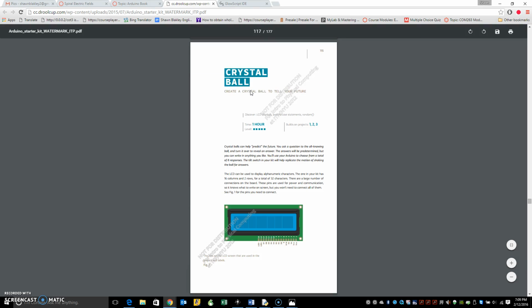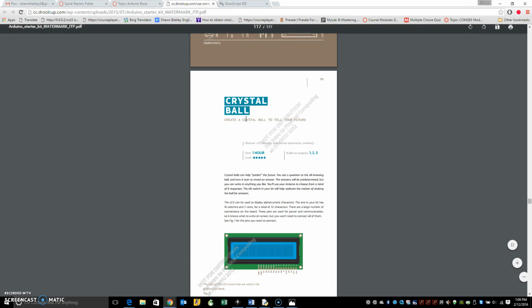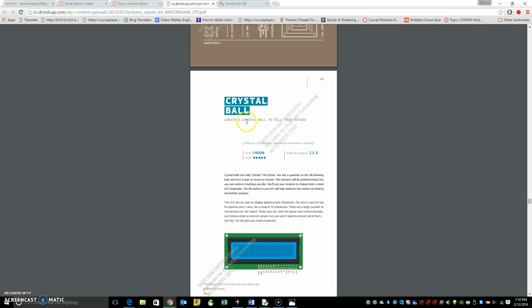Number 11, the crystal ball, and this was a pretty complicated circuit compared to what we've been working with in the past. Just reading this initially, I wondered how this was going to work. It must be pretty complicated, because we're going to create a crystal ball, pretty much like a magic 8-ball that's going to tell the future.